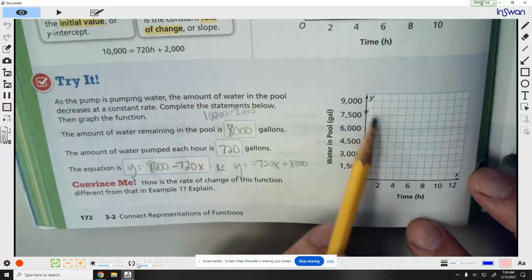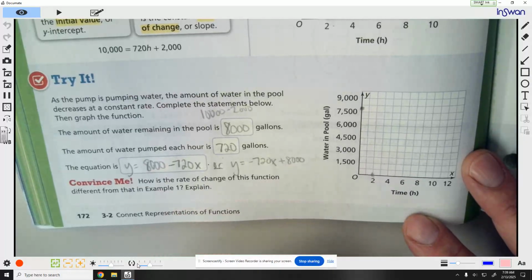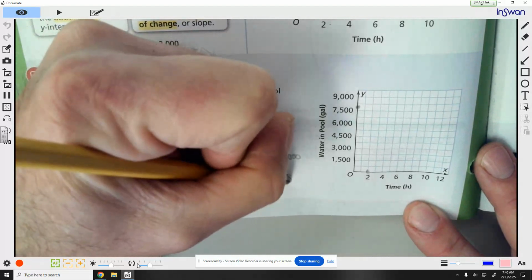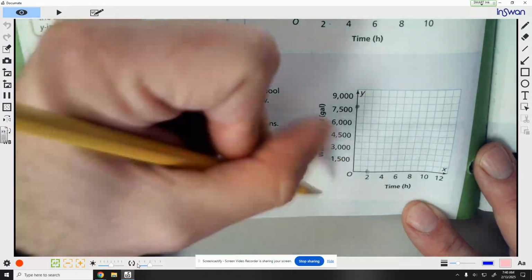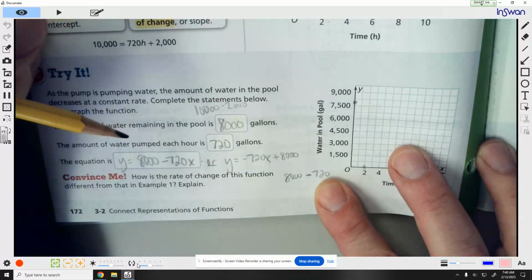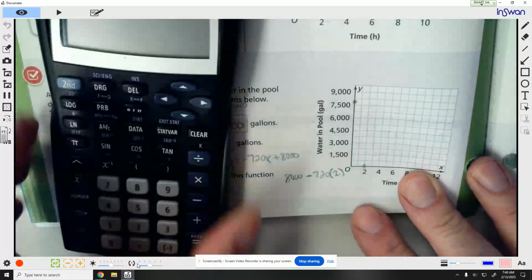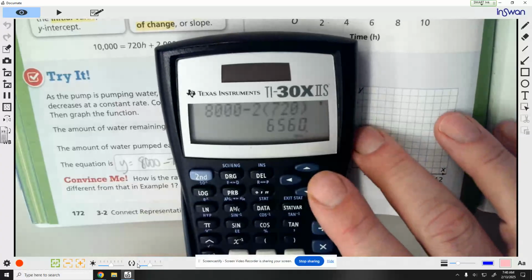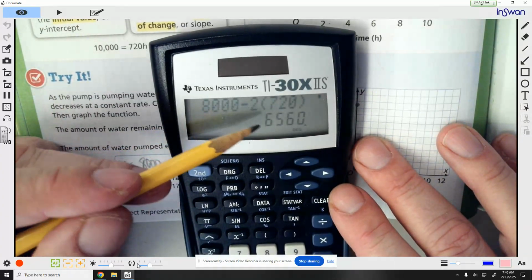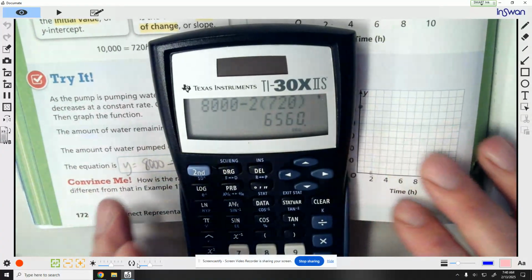Okay, so they want us to go ahead and make a couple more points on here. So I'm going to go to hour 2. And to figure out how much water would be left in that pool, we start with 8,000, but we're going to take out 720 gallons per hour, and if 2 hours goes by, then I'd multiply that by 2. So I could run that on my calculator, and I typed in 8,000 minus 2 times the quantity 720 equals 6,560.